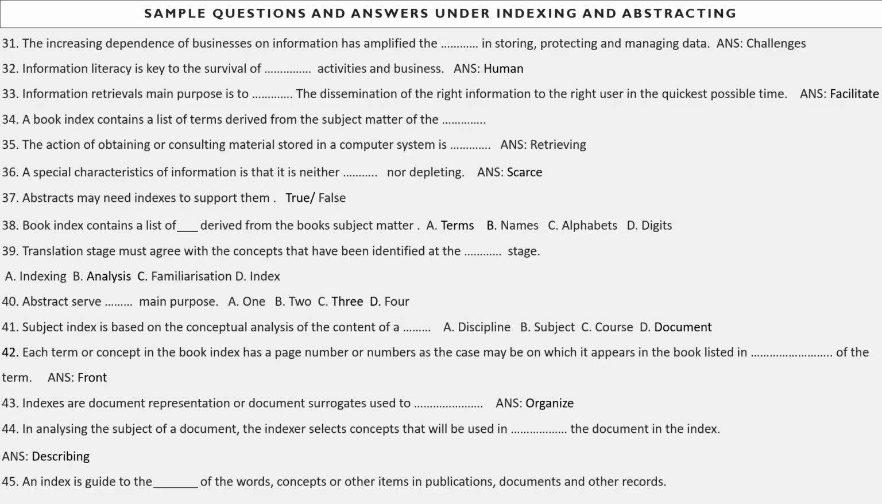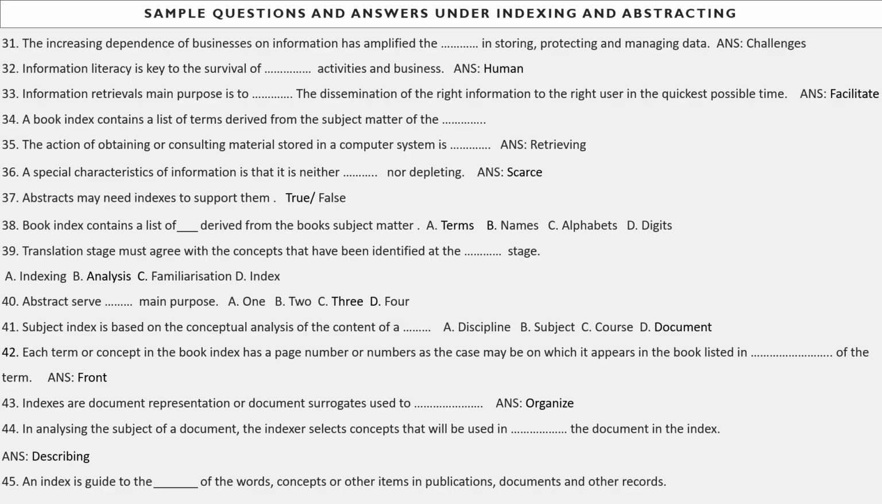The answer is true. Abstracts may need indexes to support them because indexes act as a guide that makes it easier to locate and use the abstract effectively. Then the 38, the correct answer is term.